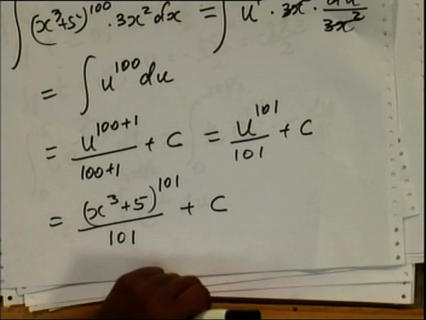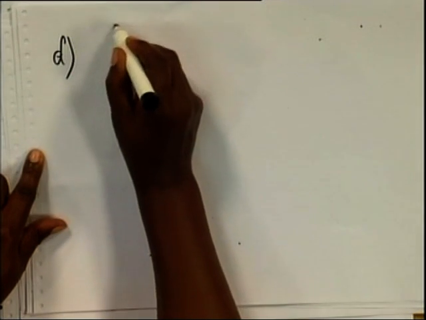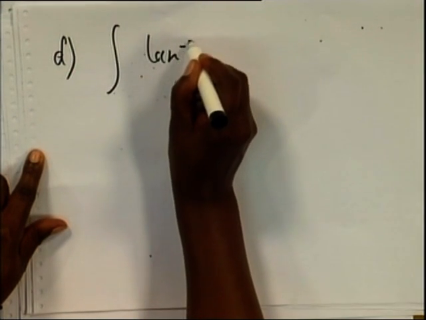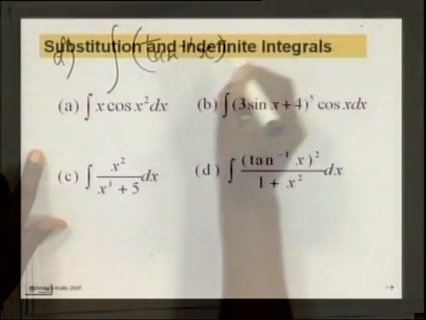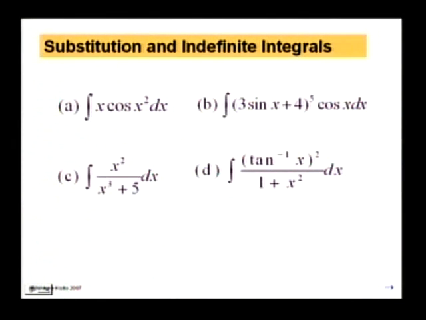Now, these are the examples maybe you can do. I don't think we have time to do all of these, but I can do one. This one I've done, it's like examples we have done. Maybe I can do this one here, D. Let me do one, D. Now, D is given as the integral of tan inverse of x, the whole tan inverse to the power 2, all over 1 plus x squared dx.